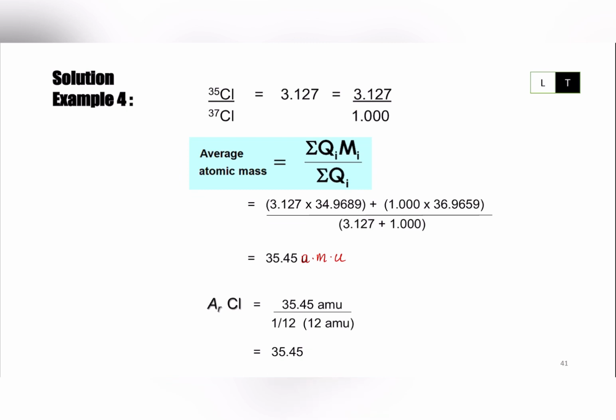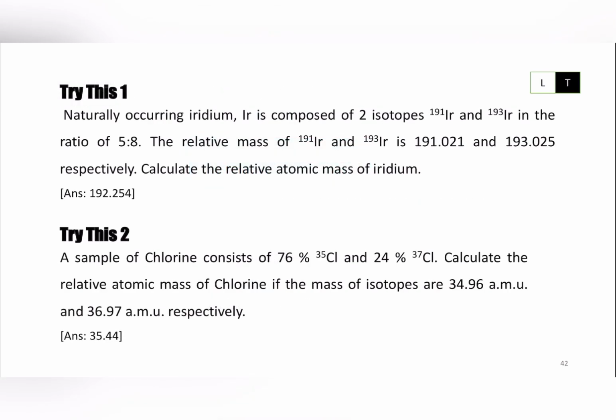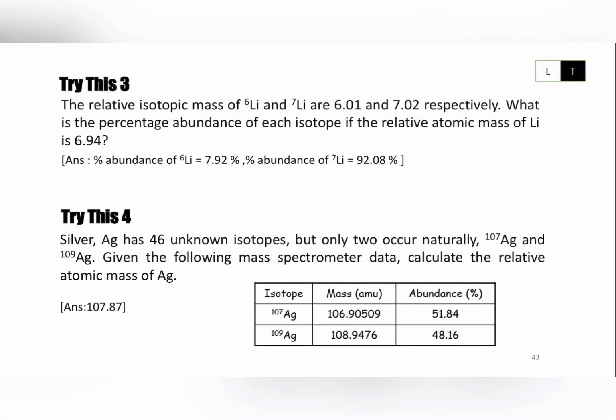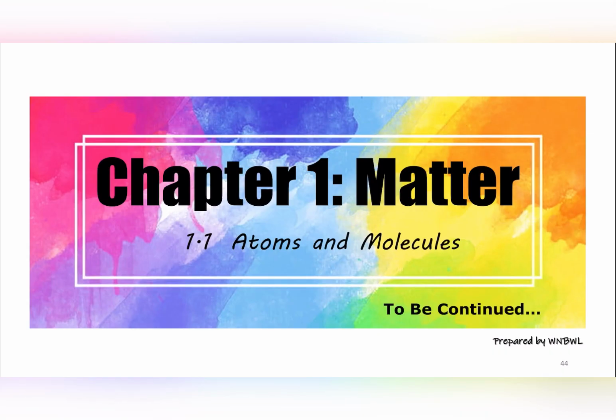So I hope from these 4 examples, you can understand how to use the formula and how to answer and describe questions about mass spectrometry. I leave Try This 1 until Try This 4 for you to test your understanding. And now we settle subtopic 1.1, atoms and molecules. We are going to continue with the next subtopic in the next video. Thank you.